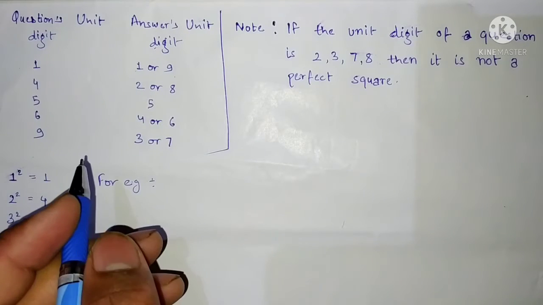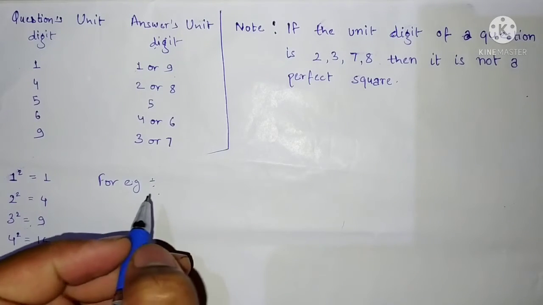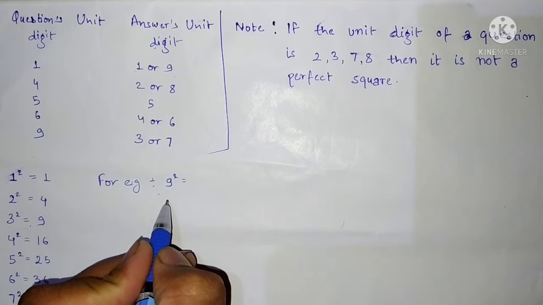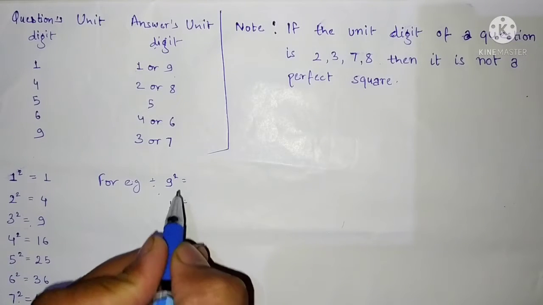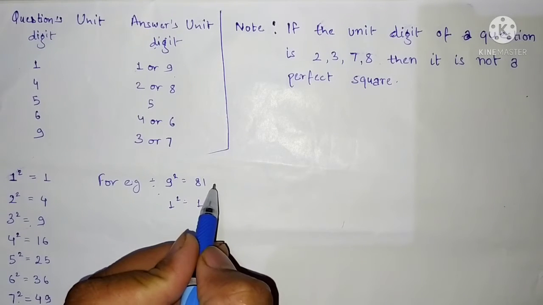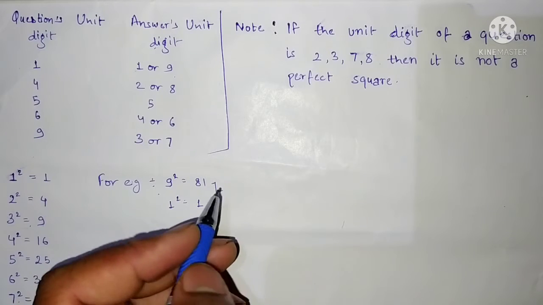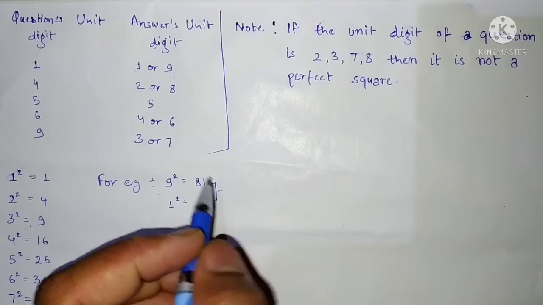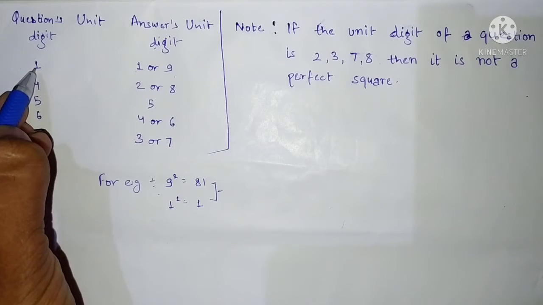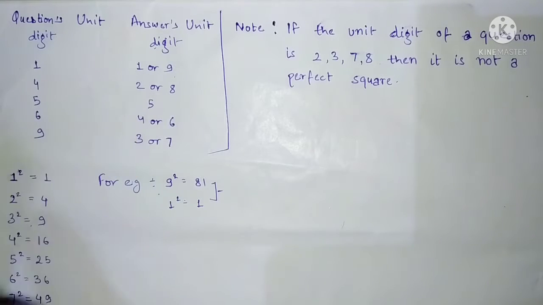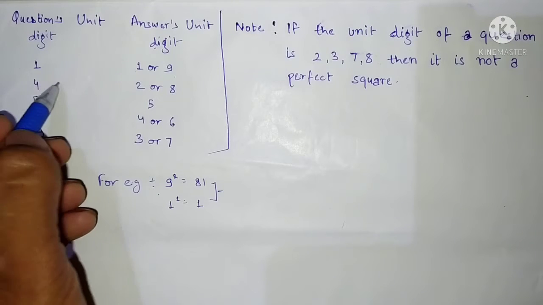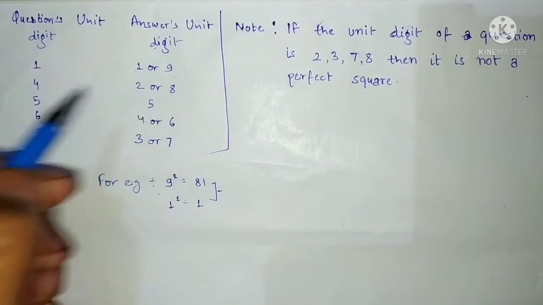I'm going to give you an example here so you can understand properly: the square of 9 and the square of 1. If we square 9, we get 81. If we square 1, we get 1. So there are only two conditions in which we get 1 as a unit digit: if the question's unit digit is 1, the answer's unit digit must be 1 or 9. Similarly, if the question's unit digit is 4, then the answer's unit digit must be 2 or 8, and so on.